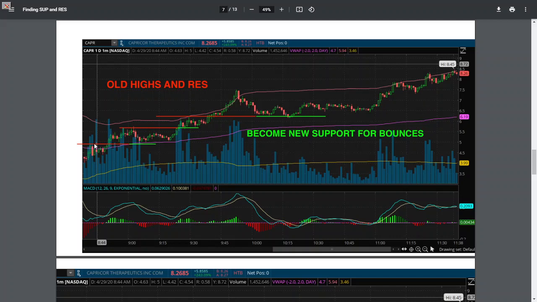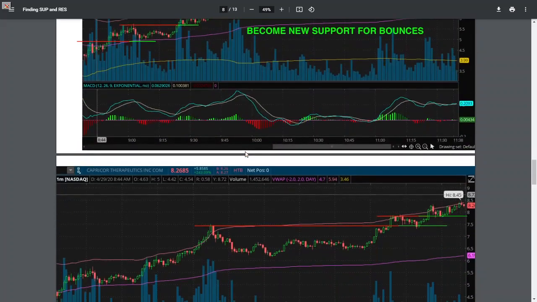But again, finding your old resistance equals new support. Old resistance area equals new support. I really could have put it green right there already, but you get my point. You're just looking at the chart, team.